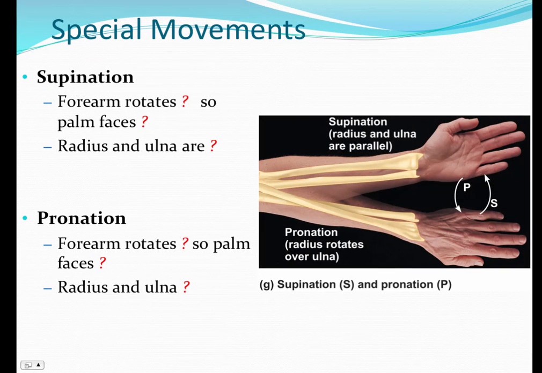The next special movements deal with our hands, and so what I want you to do is go in anatomical position, and just face your palms forward. When you do this, your forearms rotate laterally so that your palm faces anteriorly. And by doing this, both your radius and your ulna are in this nice parallel position.